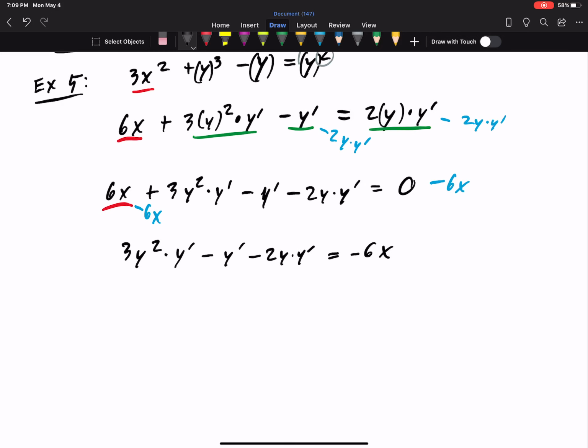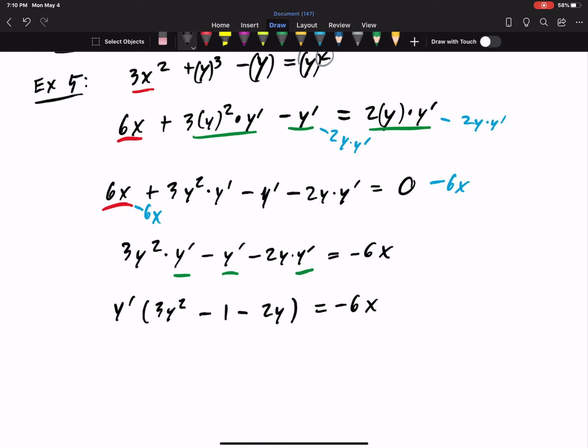So now the next step, factor the living daylights out of this thing. So we have y primes on all of these terms. Yank it out. Factor. So you have y prime times 3y squared. We took away the y prime, so we don't need to worry about that. Minus 1 because we took away the y prime here. And then minus 2y on the third term. And then this entire thing is going to be equal to minus 6x on the right.